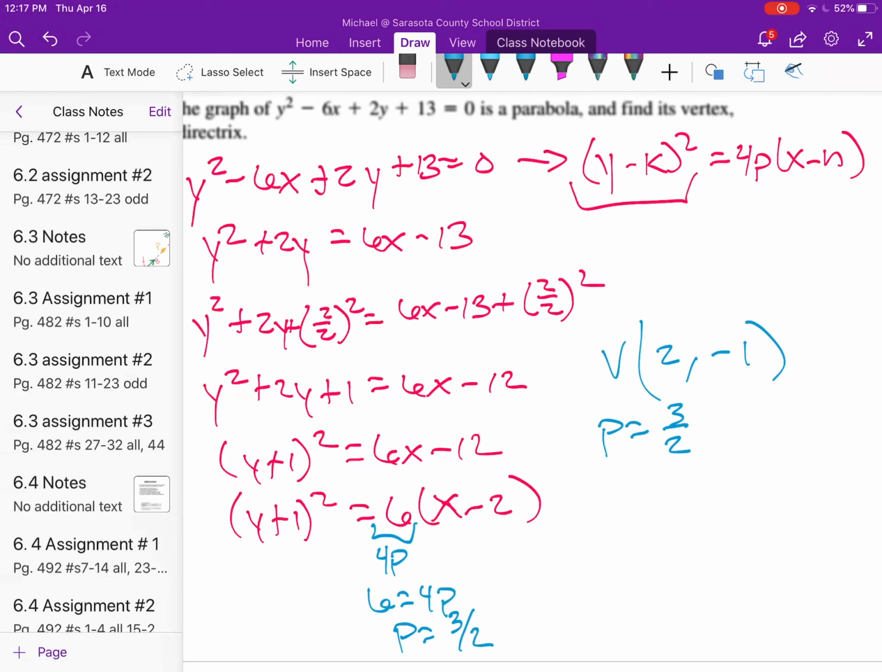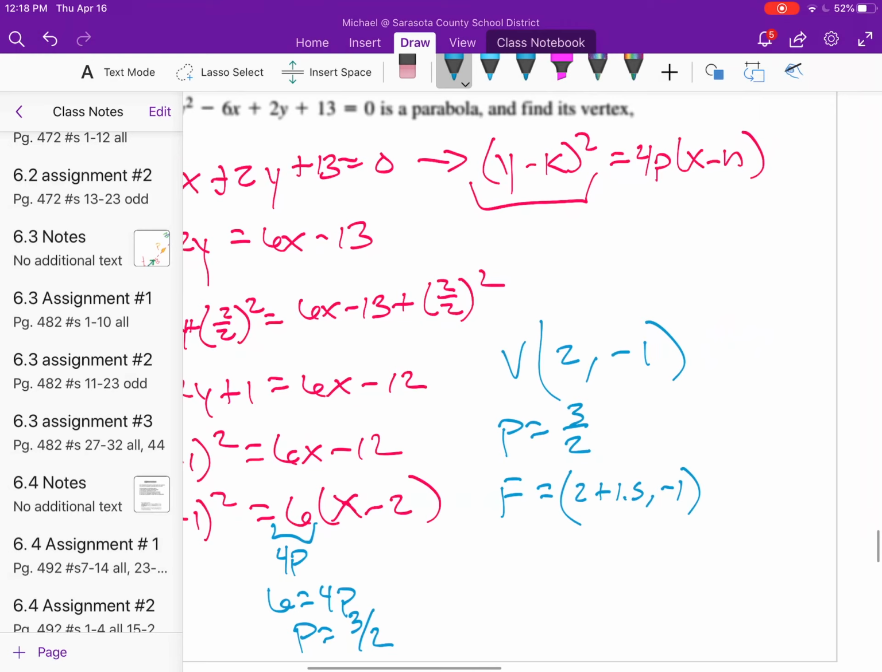And then last but not least, to find out what the value of the focus is and the line of the directrix, remember the focus is just going to be 3 over 2 units to the right of our vertex, since it's opening to the right. And so I will just take 2 plus 1.5 to get my focus. And of course, that is going to be at 3.5, negative 1.